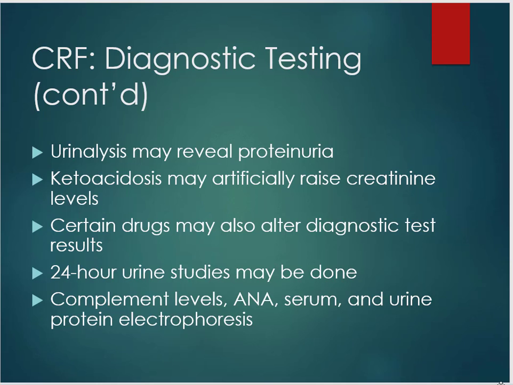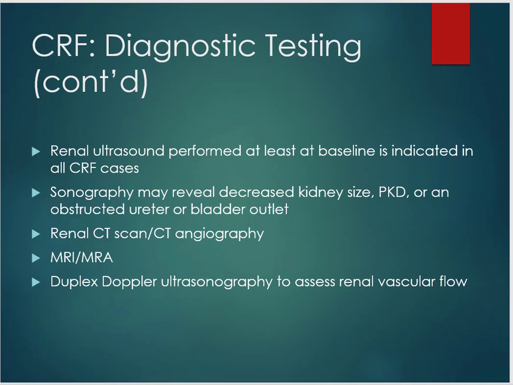Renal ultrasounds are likely going to be performed at least as a baseline so that you have something to measure from. Sonography may reveal decreased kidney size, polycystic kidney disease, or an obstructive ureter or bladder outlet syndrome. A renal CT or a CT angiography may be performed, MRI, MRA, and then a duplex Doppler ultrasonography can help let you know more about your renal vascular flow.